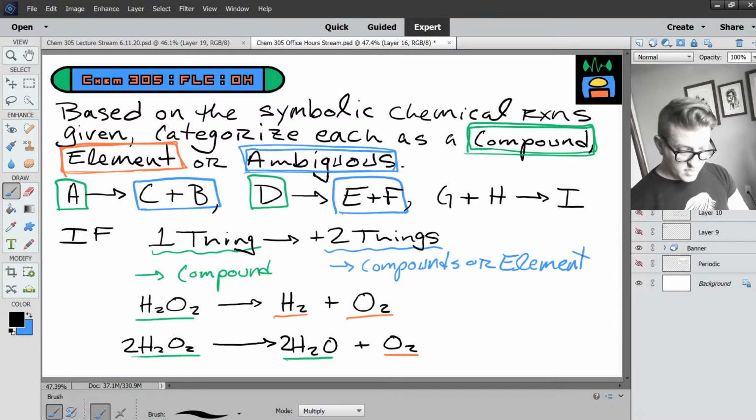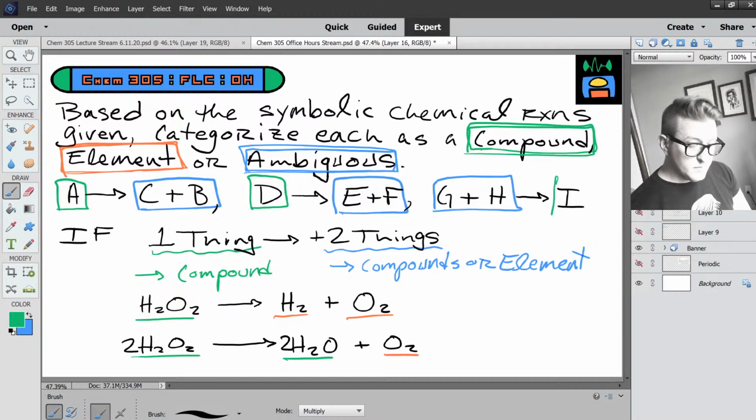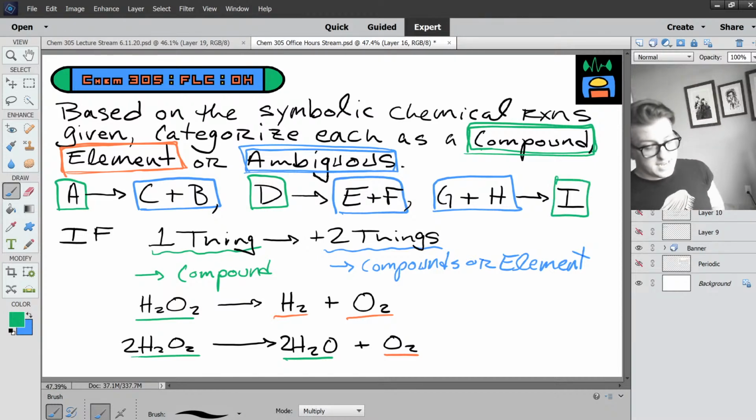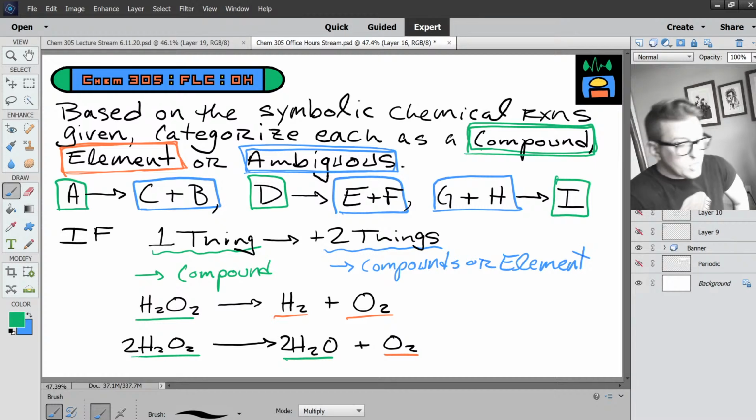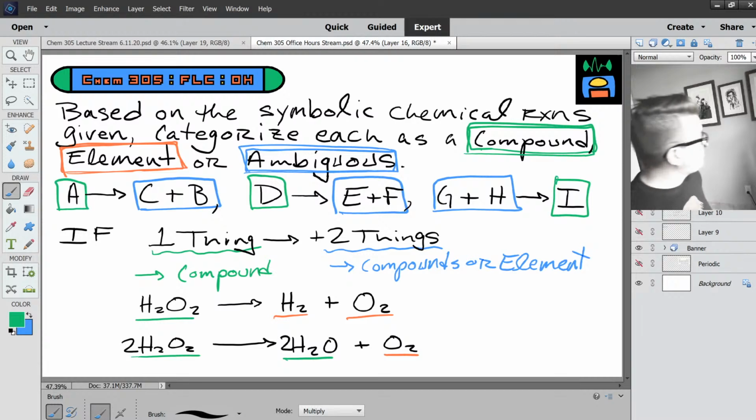And when you look at that fourth reaction, you've got two things. They could both be elements. One could be an element, one could be a compound, or they both could be compounds. But they become one thing. So we know that I is a compound. G and H could be elements or compounds, but I definitely is a compound because it's made up of multiple things. So hopefully that, Kate, shines a little bit of light on how, if you take that logic and apply it to problem 7, that is how you'll be able to sort everything out.